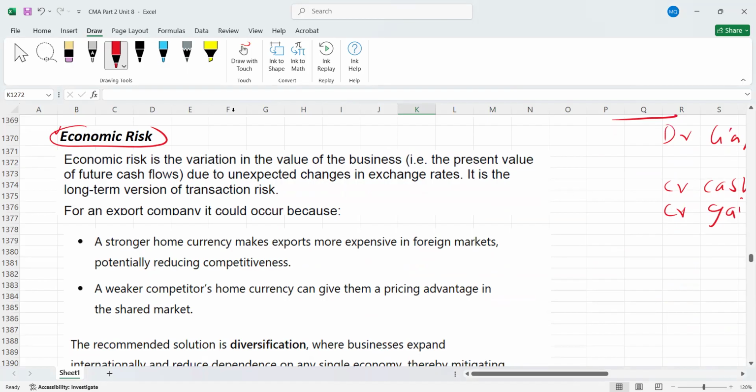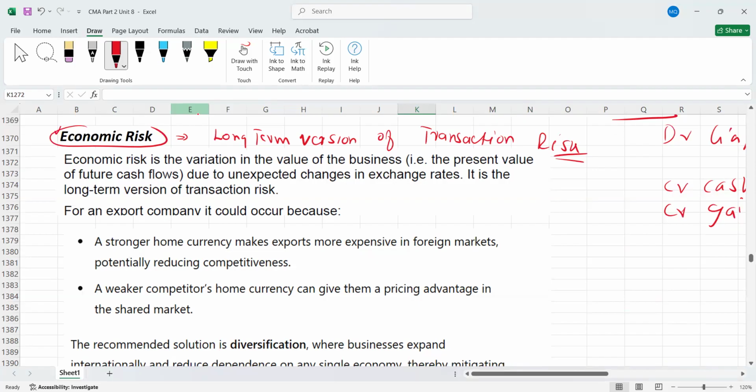You can say the economic risk is the long-term version of transaction risk. But don't say it is transaction risk. I'm saying it is the long-term version of the transaction risk. I'll explain the difference at the end: why I said it's a long-term version of the transaction risk. But let's first understand what economic risk is.